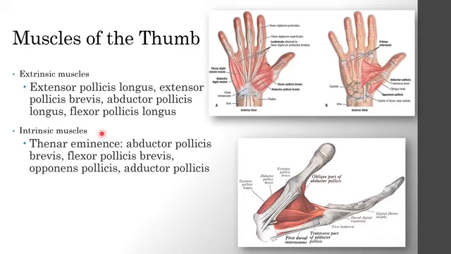Extrinsic muscles. When we have an extrinsic muscle that acts on a particular finger, for example, also know that it crosses the wrist as well. So even though its primary function is to act about that particular finger, it will also provide some weak action about our wrist as well.